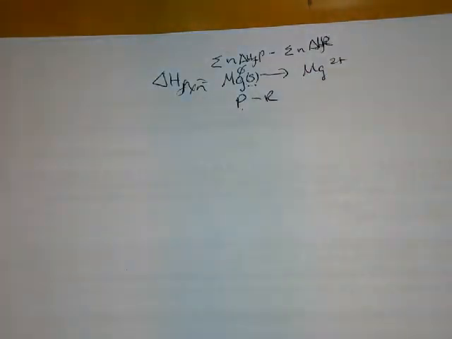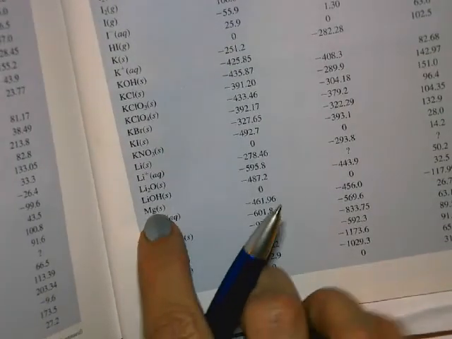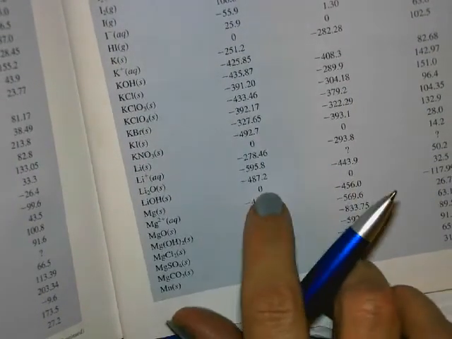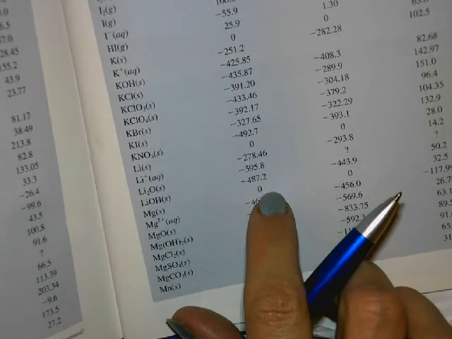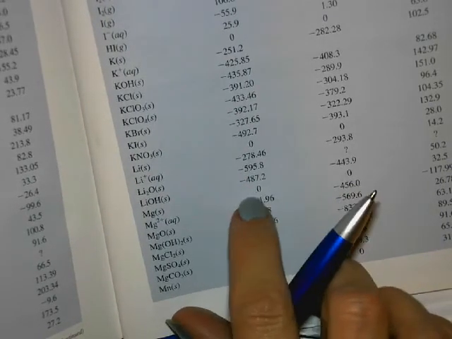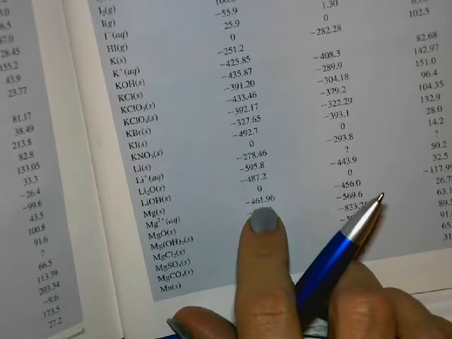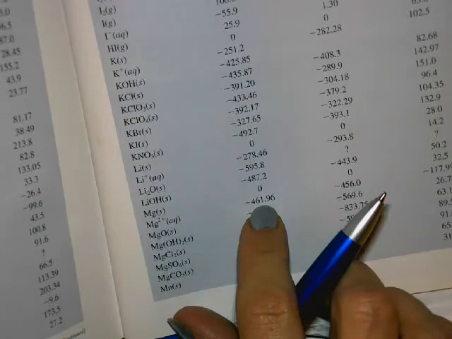So to be clear, I'm going to go back to the textbook. I don't have these memorized, so I go to the textbook, and you can see the heat of formation of magnesium solid, this is on A10, appendix 3 of your textbook. Magnesium solid heat of formation is 0 kilojoules per mole. Magnesium 2+ is negative 461.